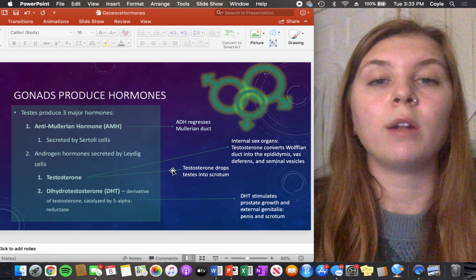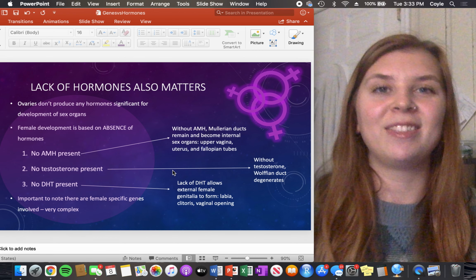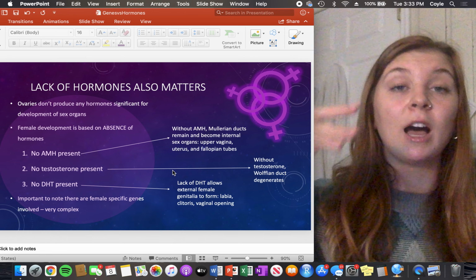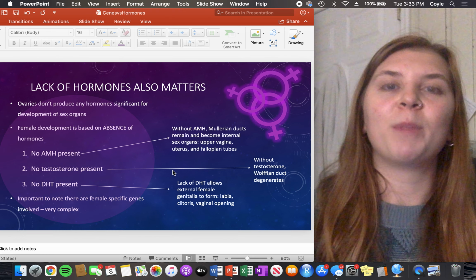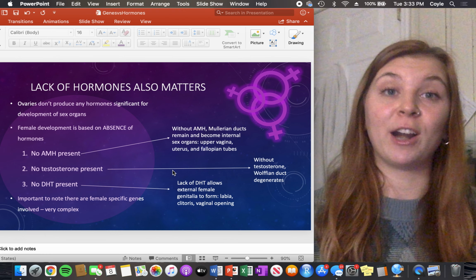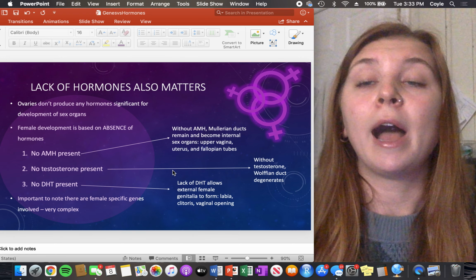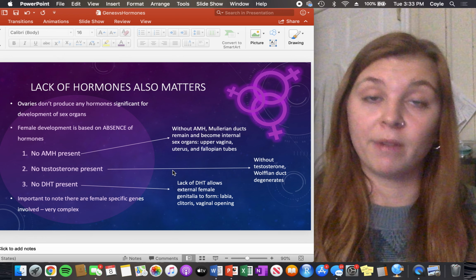So now let's move on to the female. So with the female, again, the lack of hormones matters. It's very interesting, the male pathway here is all about the presence of testosterone, the presence of DHT, all these hormones. And the female pathway is just the fact that they're not there. It allows other things to happen, which is very interesting. So for development, the ovaries don't produce any hormones significant for development of sex organs.